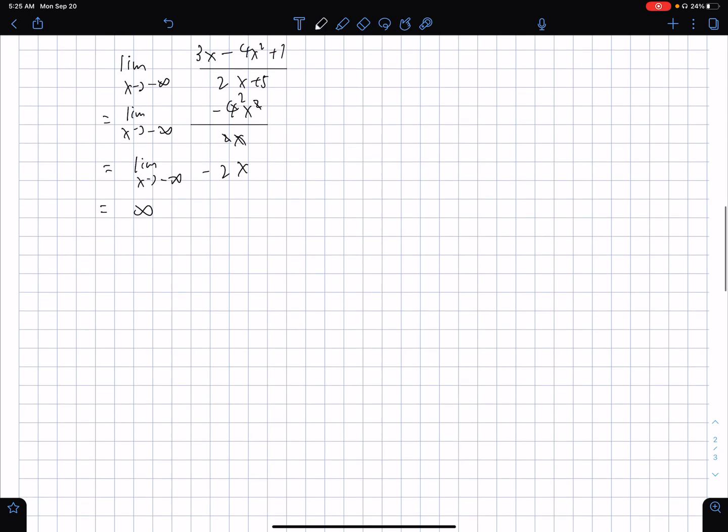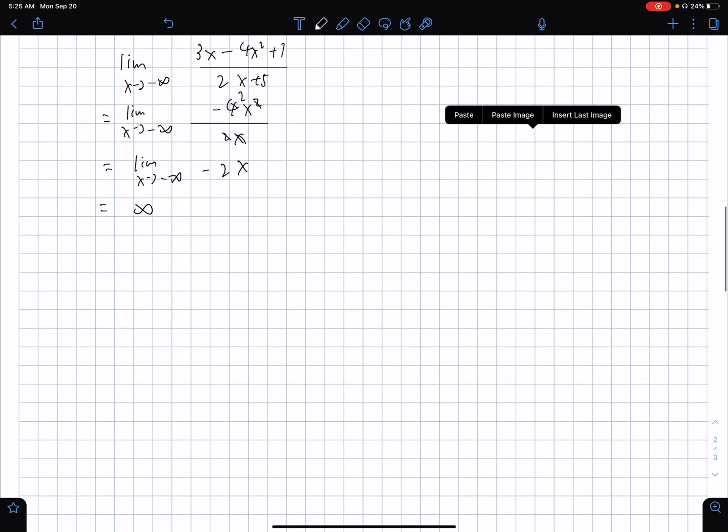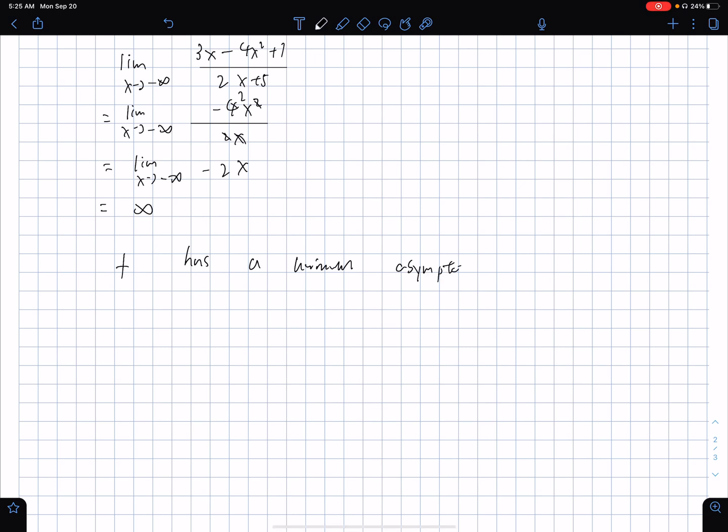And there's actually a definition that can be gained here, and it's as follows: the function f has a horizontal asymptote at y equals L if either the limit as x approaches positive infinity of f(x) equals L, or the limit as x approaches negative infinity of f(x) equals L.